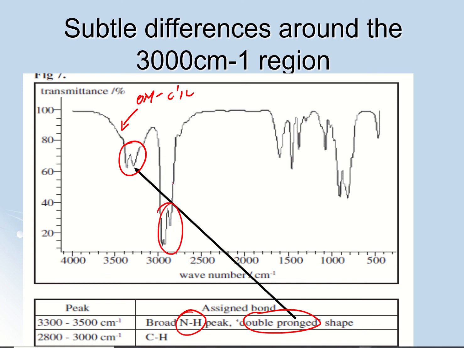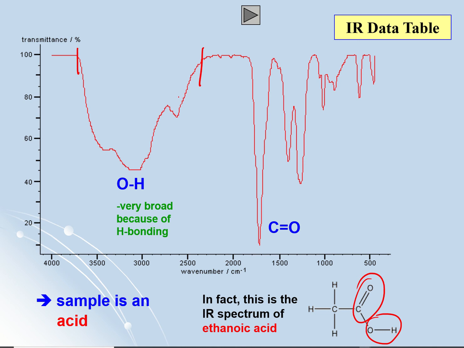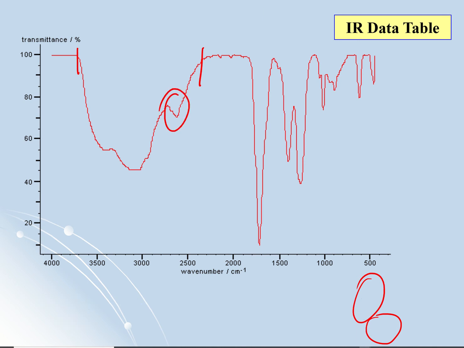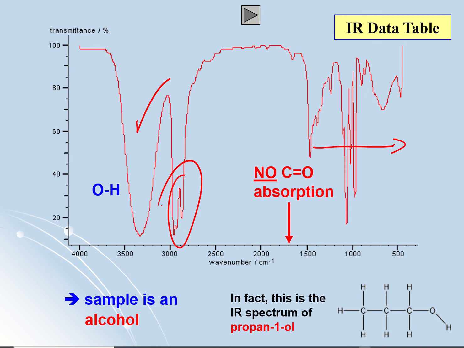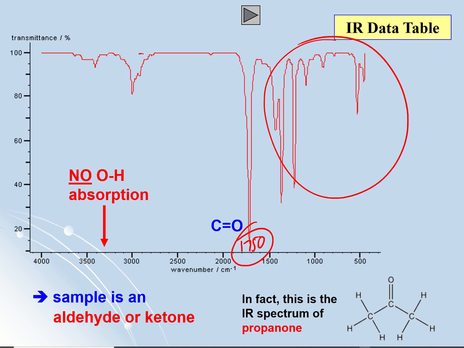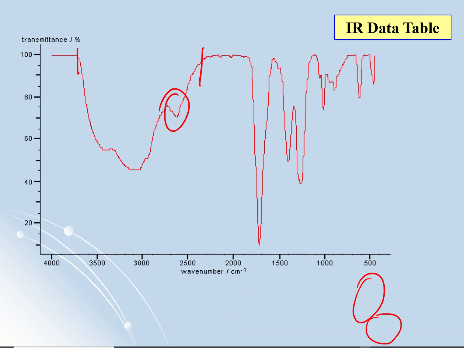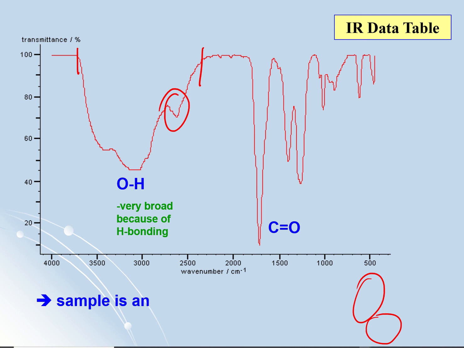Here's another little double pronged one sitting down at about 3000, which again causes people difficulty. This is a CH. Now, it's pretty much a useless peak because in every organic molecule you'll get a CH. You'll see a little remnant of it there in that one. Let's see if it's in this next one. You'll see it there in that one, again a CH. No, it's of no use to us. You'll see a little remnant of it there again in that one. So CH is in pretty much every single organic molecule at AS level and A level, so it's always going to be there.